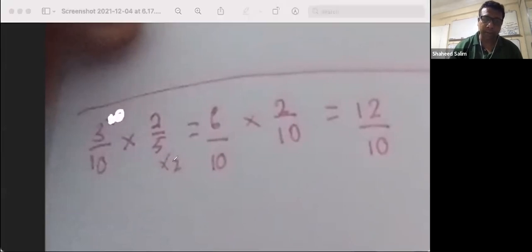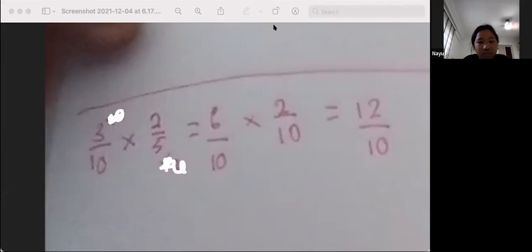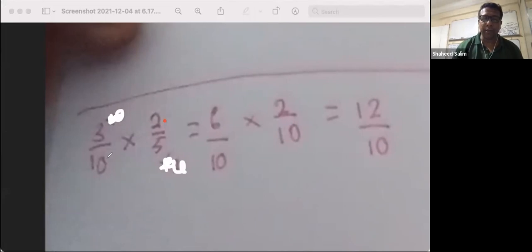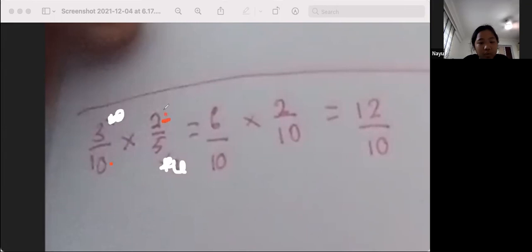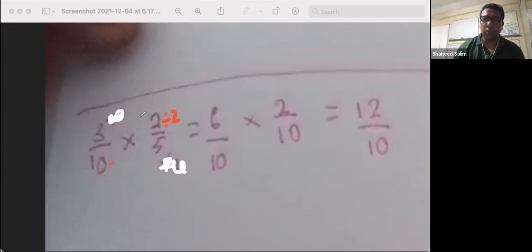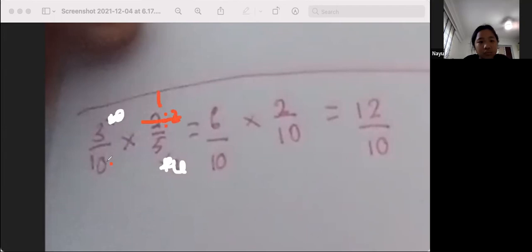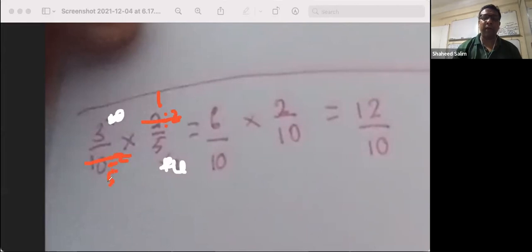Watch. I erase this. Now, first of all, any number on top can divide by the same number below. This one can. Can divide by what? This one also can divide by the same number. What number is it? 2. You divide by 2, 2 divided by 2, get 1. 5 divided by 2, oh, you get 5. Now you cannot divide anymore. Take 3 times 1, 3, over 5 times 5, 25. That's your answer.